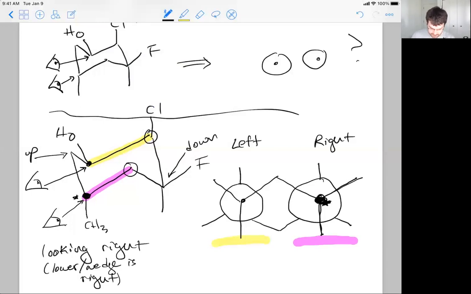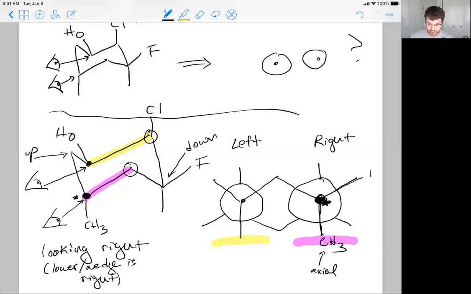I'm going to write CH3. That CH3 that's pointing straight down in our chair structure is still going to be pointing straight down in our double Newman projection. The groups pointing straight up and straight down are our axial groups. It doesn't matter if they're in the double Newman projection or the chair structure: straight up and straight down is axial. More diagonally horizontal is equatorial, in a chair structure or a double Newman projection.